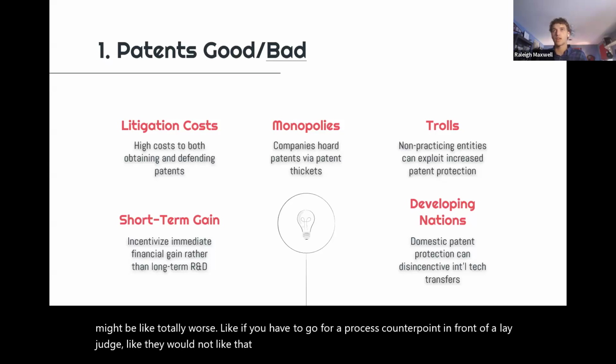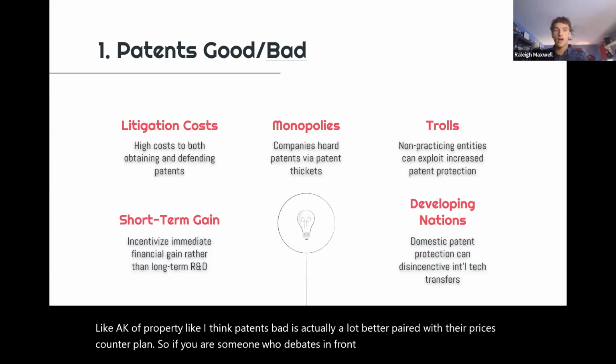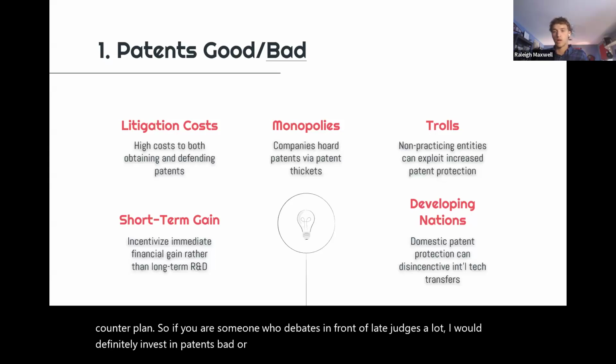If you have to go for a K of property, I think patents bad is actually a lot better paired with the prizes counterplan. So if you are someone who debates in front of lay judges a lot, I would definitely invest in patents bad, or generally trademarks bad, copyright bad for innovation stuff.